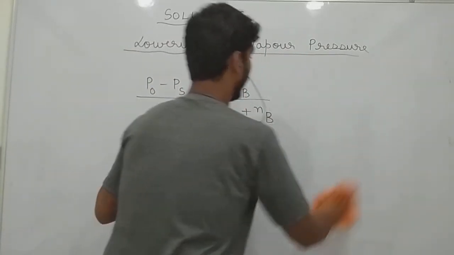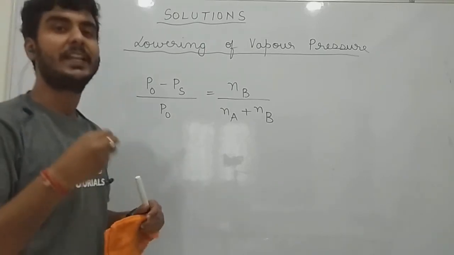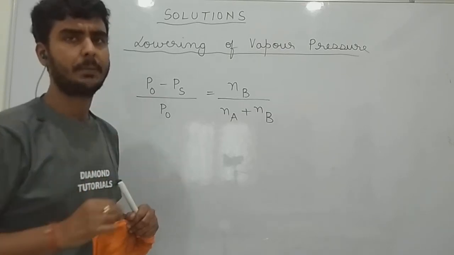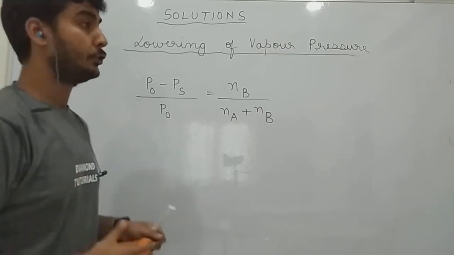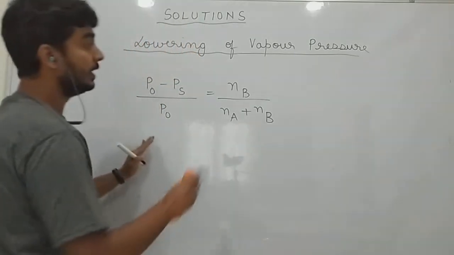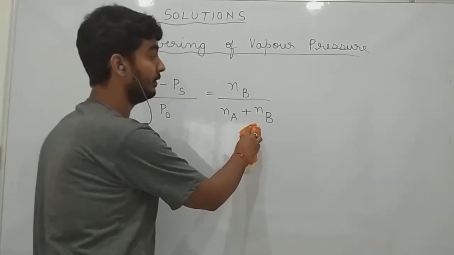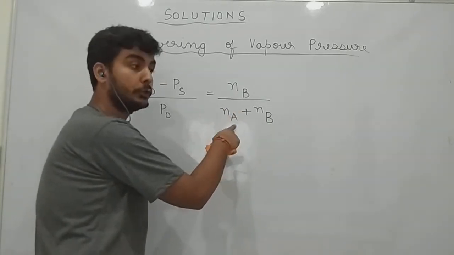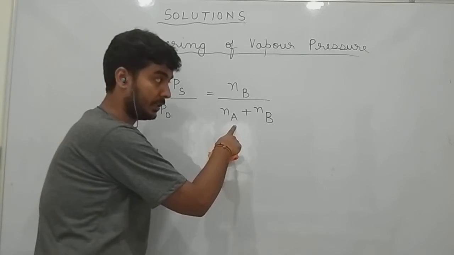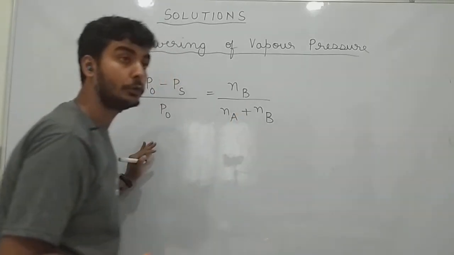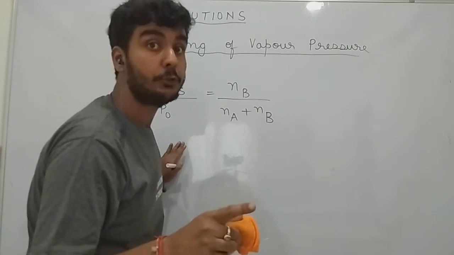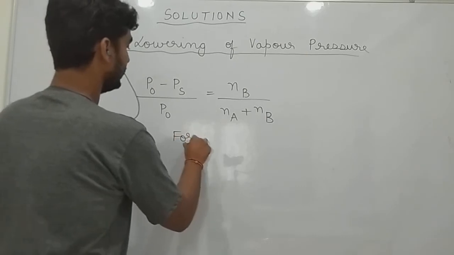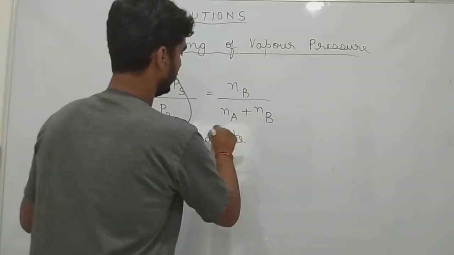Now, as the solution will be very dilute, that means the number of moles of solute added will be very less as compared to the number of moles of solvent. So in the denominator, we can neglect Nb as compared to Na. That means the number of moles of solvent will be very large as compared to the number of moles of solute, for a dilute solution. So we can neglect Nb.